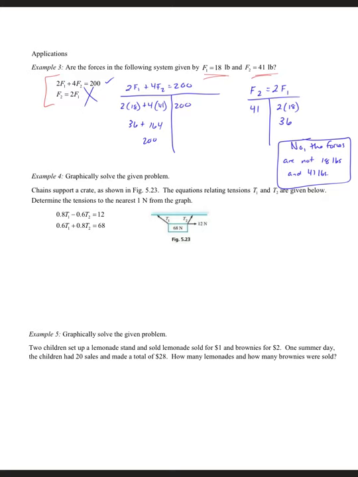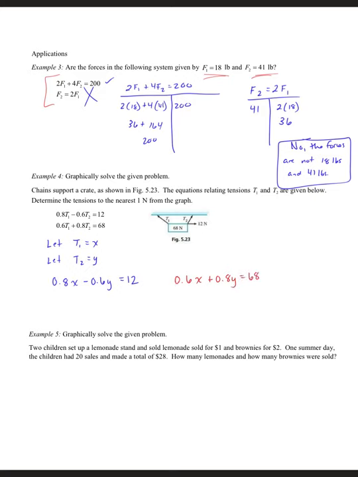Now we're used to seeing x's and y's, but we don't see those here. So what we can do is rewrite these equations with x's and y's. We can let t sub 1 be equal to x, and let t sub 2 be equal to y. So therefore, we can rewrite it as 0.8x minus 0.6y equals 12. And then our second equation, I'm going to write it in red, 0.6x plus 0.8y equals 68.